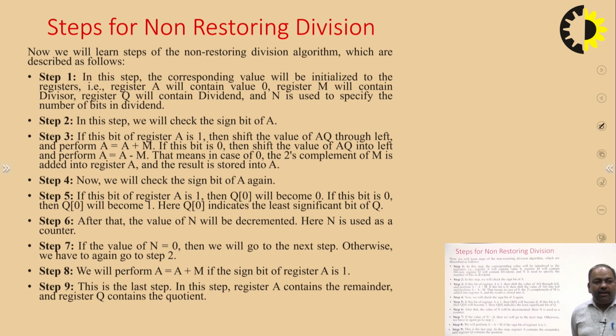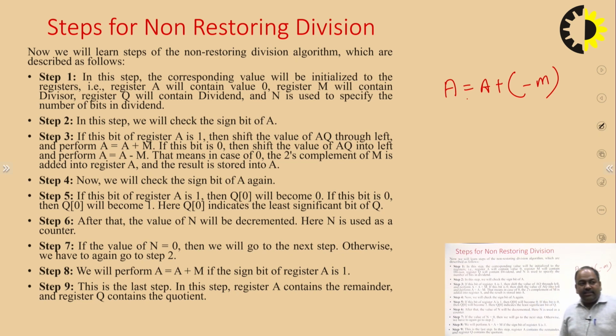When the sign bit of A is 1, we update the value of A using A plus M, and when the sign bit of A is 0, we update the value of A using A minus M. In the case of 0, we take the 2's complement of M and add it into register A. So A equals A minus M can also be written as A equals A plus minus M. It holds the same value and the result is stored into A.